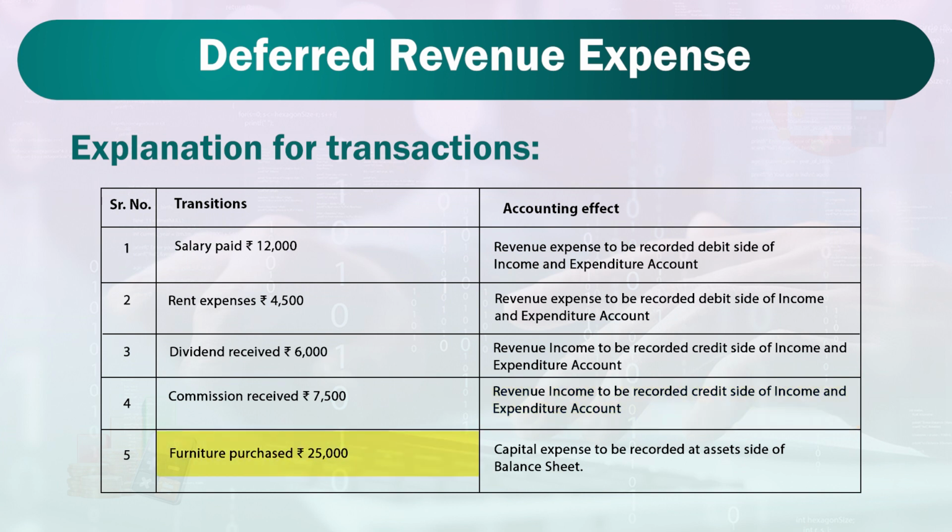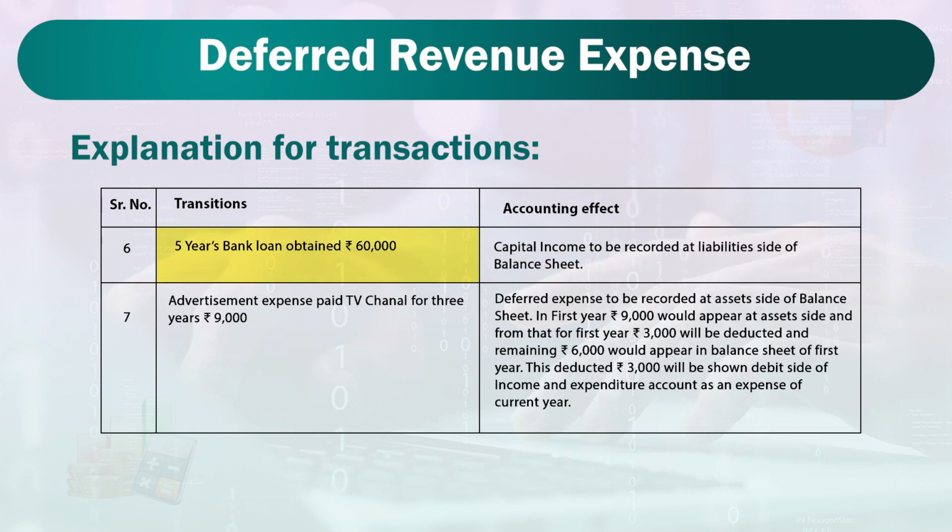5. Furniture purchased rupees 25,000. The accounting effect would be capital expense to be recorded at asset side of the balance sheet. 6th, 5 years bank loan obtained rupees 60,000. The capital income to be recorded at liability side of the balance sheet. 7th, advertisement expense paid to TV channel for 3 years rupees 9,000. This is a deferred expense. It is to be recorded at asset side of the balance sheet.